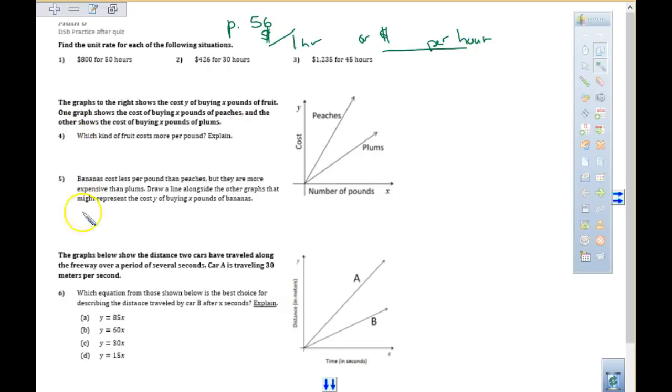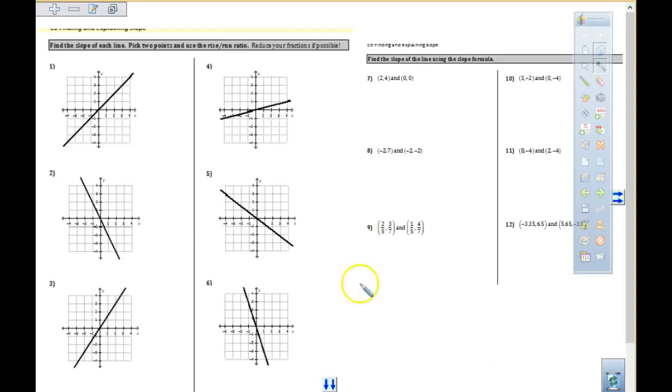And then you should answer question 4 and 5 and 6 on this page. Make sure they're making sense to you. On this page, remember, when you find slope, slope is always the rise over the run. And you are counting going up and down and left and right.